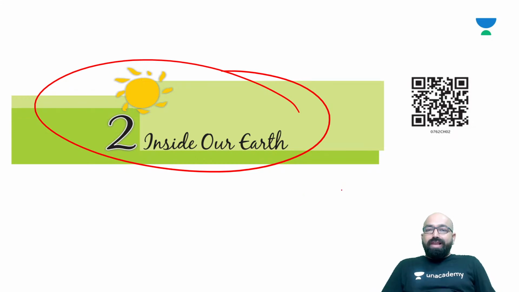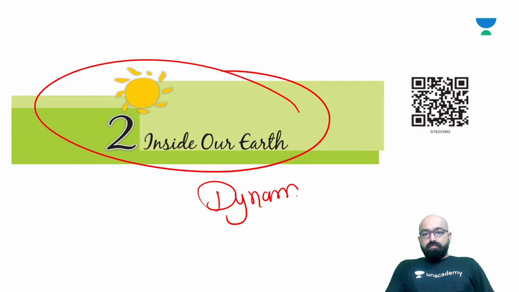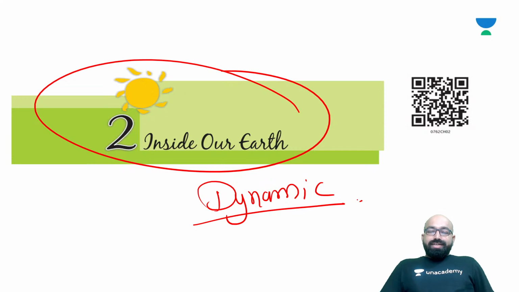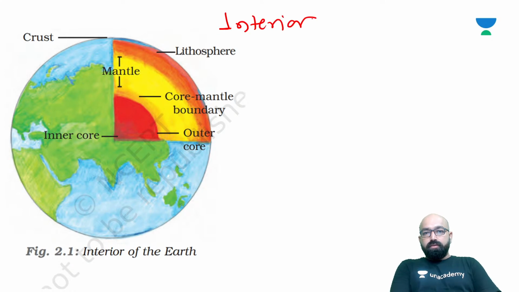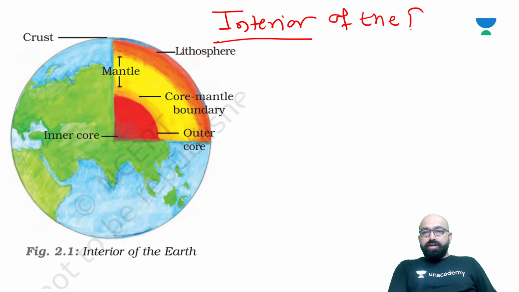The earth, our homeland, is a dynamic planet. It is constantly undergoing changes inside and outside. Now we will see what the earth is made up of. First of all, we will discuss the interior of the earth.